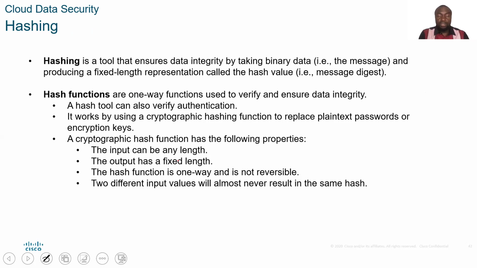That's all that it does. It just picks data, converts it into a hash value, and then stores that value. If you come another time and access the data, you will compute the same hash value. If it gives you exactly the same value, then it has not been tampered with. So hash functions are a one-way function used to verify and ensure data integrity.